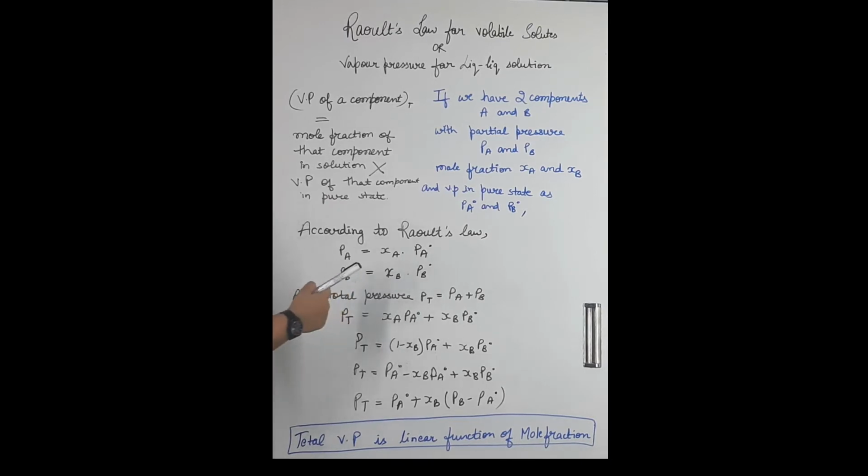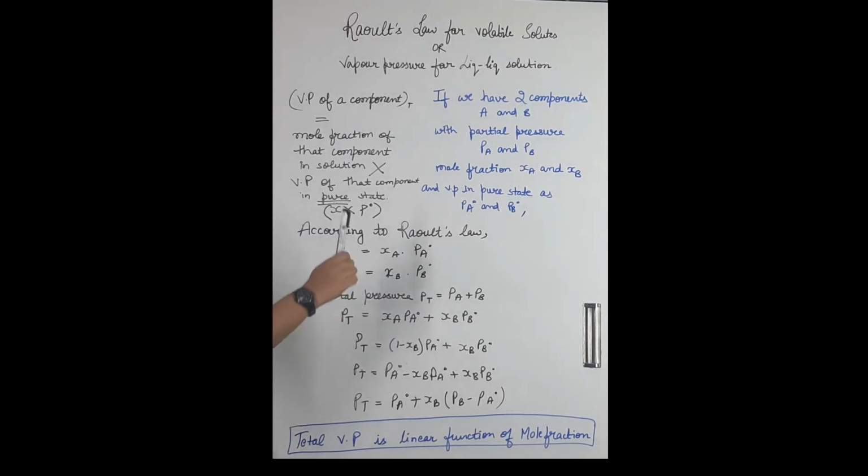Right? So students, what did you understand? Vapor pressure of a component at a particular temperature is equal to the mole fraction of that component in solution, mole fraction meaning X, multiplied by the vapor pressure of that component in the pure state. Vapor pressure of that component in pure state is denoted by P naught. So vapor pressure of a component is equal to X multiplied by P naught.